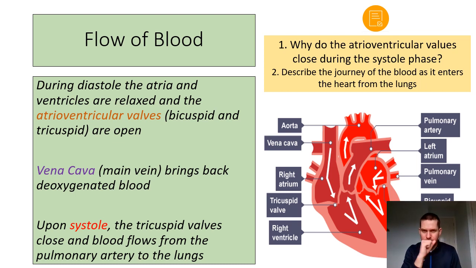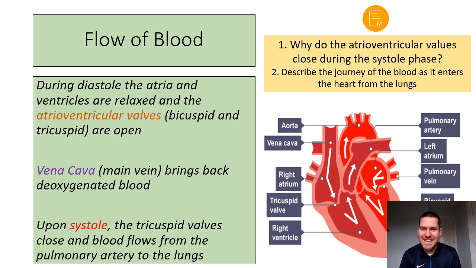Now, second of all, when we think of describing the journey of the blood as it enters the heart from the lungs, why does it go to the lungs first and foremost? The blood goes there to reoxygenate, to get oxygen once again, so that it can go back into the left-hand side of the heart. So we talk first and foremost about that blood coming back into the left atrium and it comes in through that pulmonary vein that you should be able to see on your diagram.